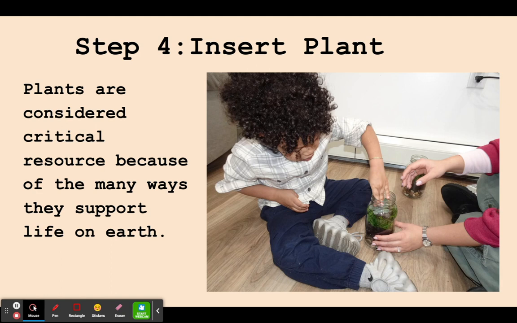Step 4. Inserting our plant. Plants are considered critical resources because of the many ways they support life on Earth. Plants are very vital to our ecosystem as they maintain and showcase the overall health of an ecosystem.